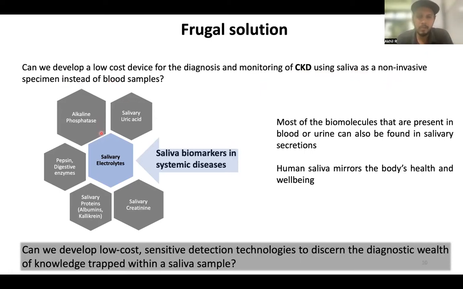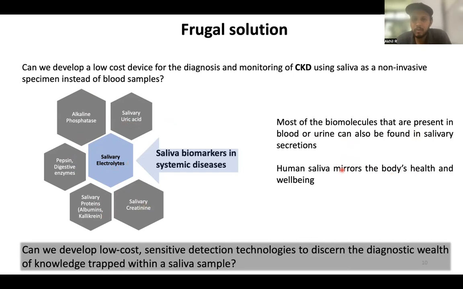So we did a brainstorming session and we got a list of saliva biomarkers which are involved in systemic diseases, and the most important of these biomarkers are mentioned here, some of which are salivary uric acid, alkaline phosphatase, pepsin, digestive enzymes, and then albumin, kallikrein, and salivary creatinine, and also salivary electrolytes including sodium and potassium. Since most of the biomolecules present in blood and urine are also found in salivary secretion, saliva mirrors the body's health and well-being.